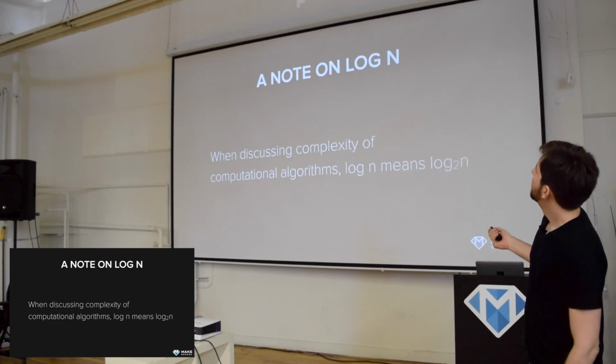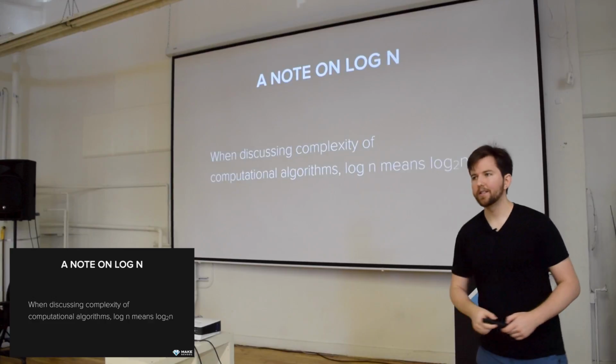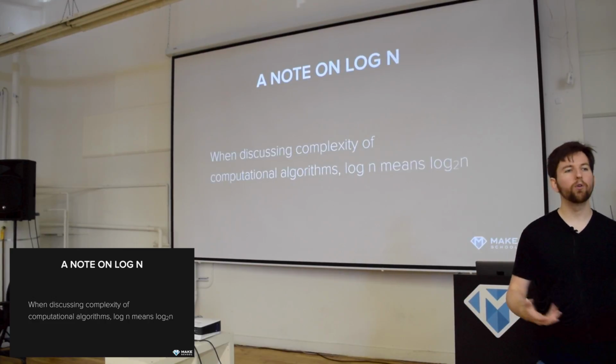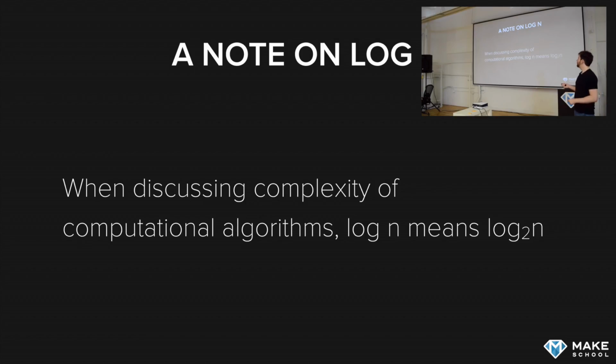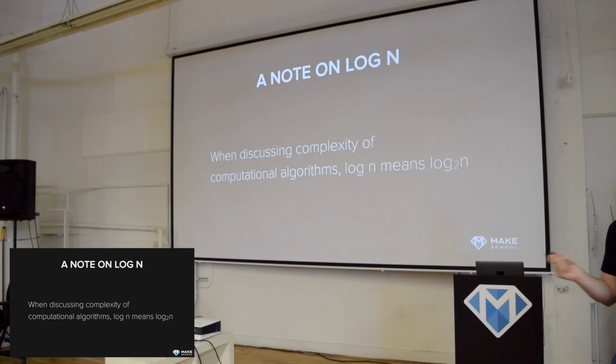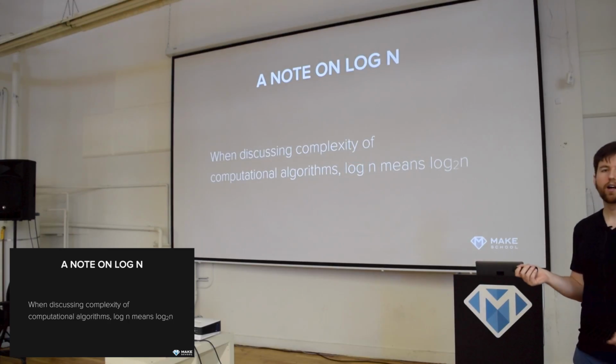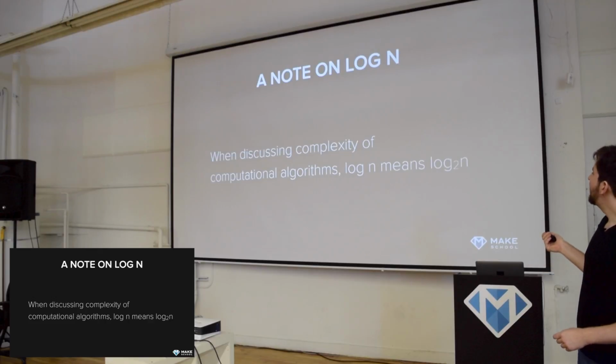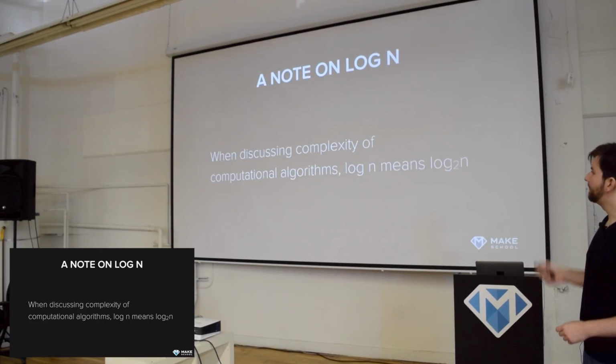Okay, so let's talk about what log n means when discussing big O notation. When discussing the complexity of computational algorithms, log n actually means log base 2 of n. So anytime log n shows up in computing, in computer science specifically, it actually means log base 2 of n.